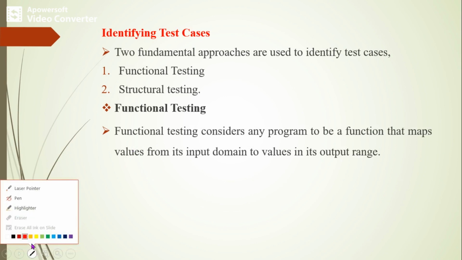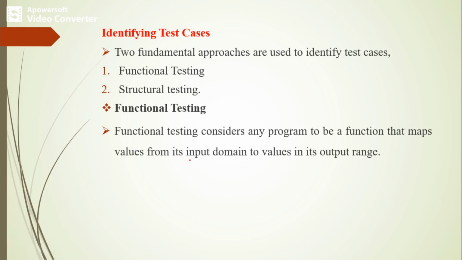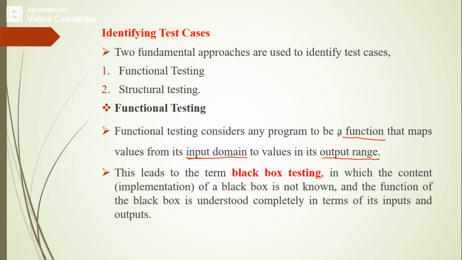You can see here, as I told initially, we give a set of input values and we check the output range of that. Means the program will perform some function. For that function, we map some set of input values and we expect the output results. This leads to the term black box testing. One more word, we also call functional testing black box testing.